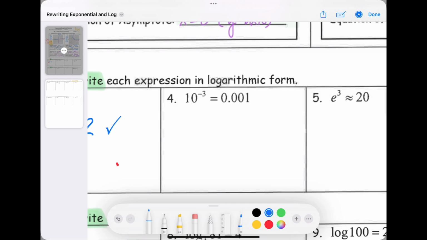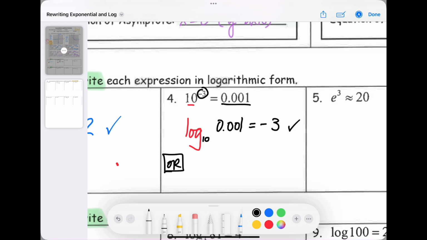Moving on, number 4, I'm going to rewrite. So all about the base. The base is 10, so I know that log function and exponential function, they are the inverse. So base 10 is right here. Then what do we say? The x and y are going to switch. So I got log base 10 of 0.01 is equal to -3.